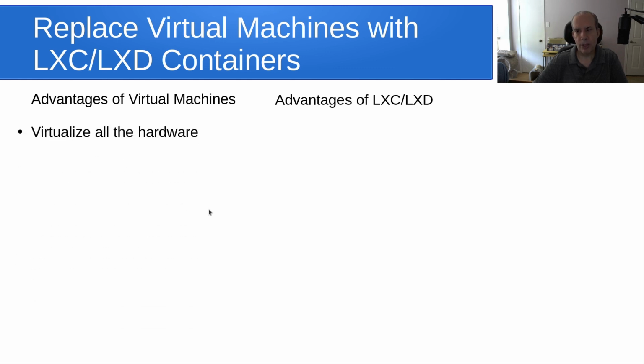Well, first of all, virtual machines virtualize all of the hardware. So that means they virtualize the motherboard, they virtualize the video card, the display, the keyboard, even they emulate the hard disk all the way down the line. So containers virtualize only the operating system, or a lot of people would consider them to virtualize only the application.